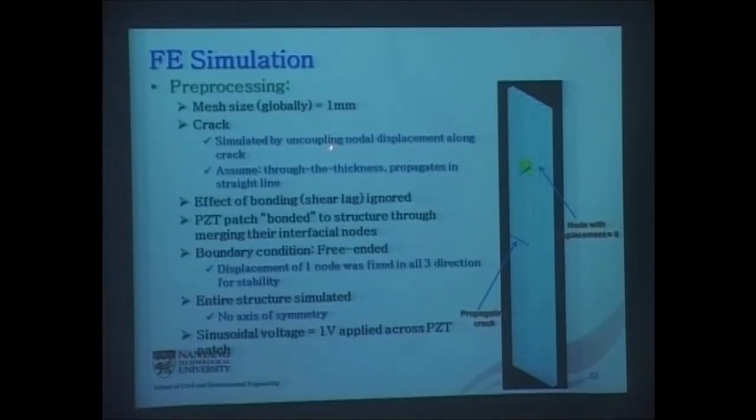And then we simulate using the uncoupled analysis, with displacement along the crack. We assume the crack propagates through the thickness in a straight line. That's our assumption. For the experimental coupon we can do that, but not for real structures, as you know, because it depends on how the steel is rolled and produced. So I still have to say that this is good for verifying our experimental results.